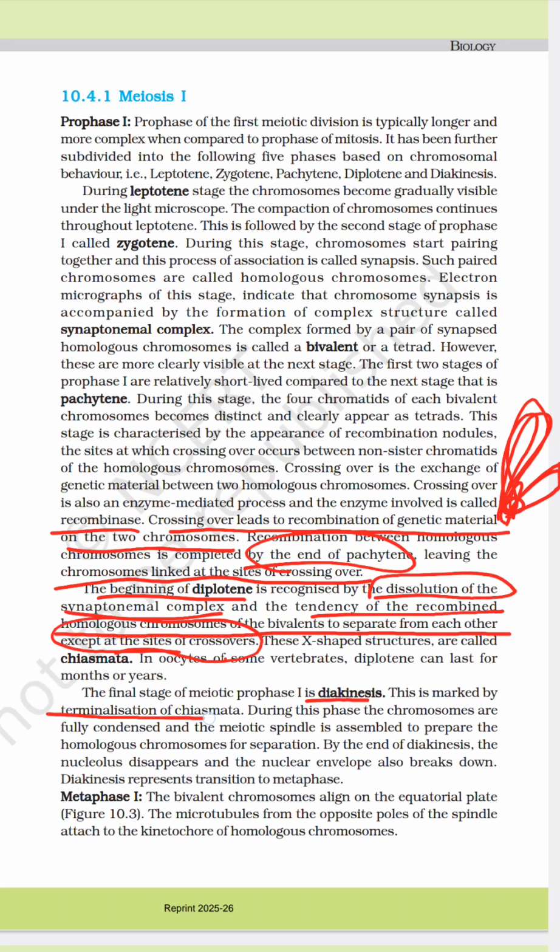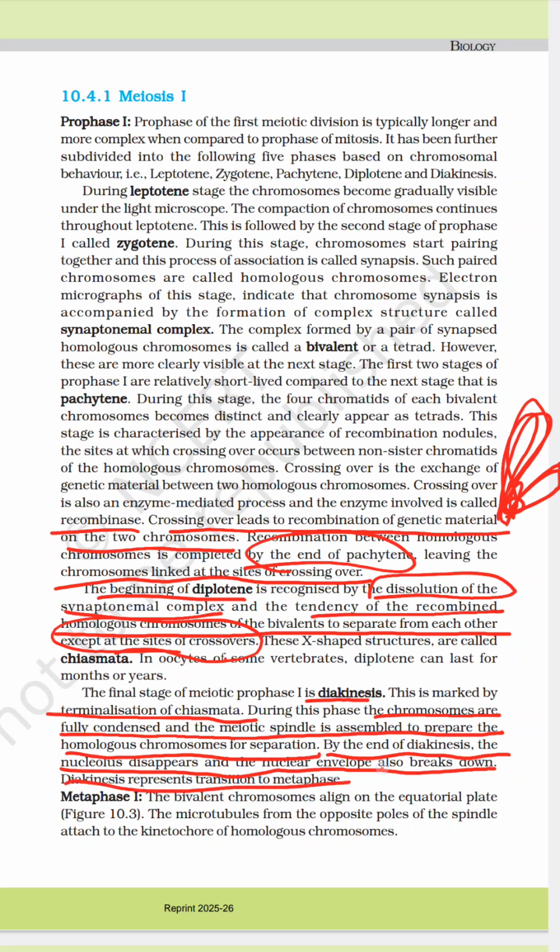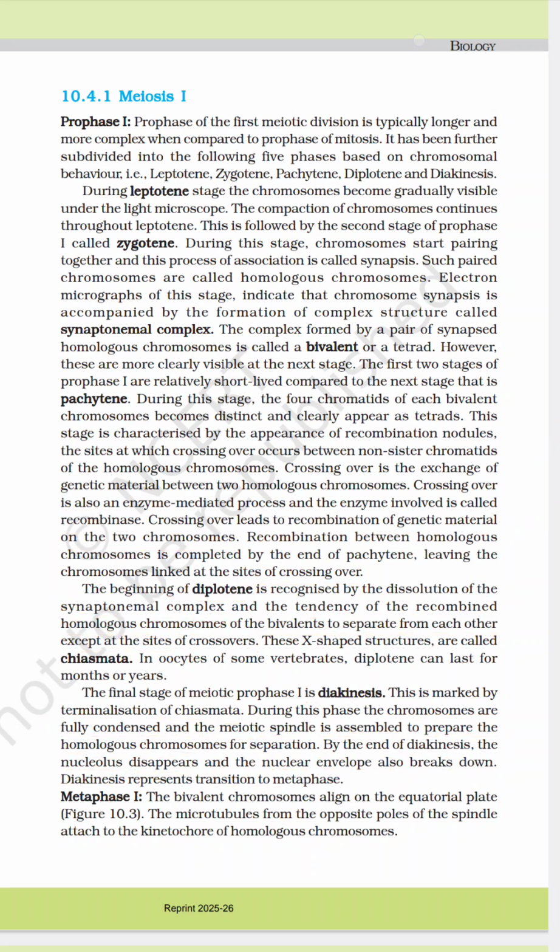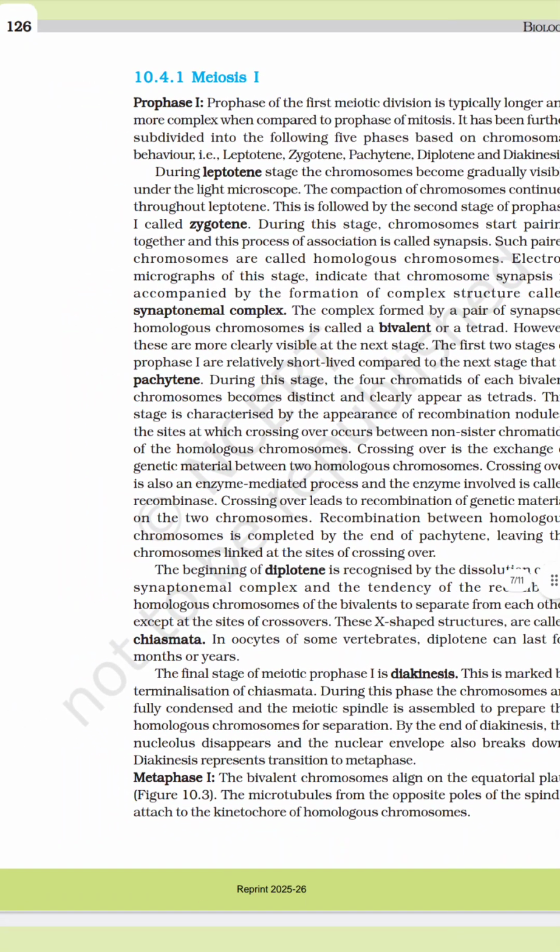It is the termination of the chiasmata. Terminate means to end or eliminate. Chromosomes are fully condensed and the meiotic spindle is assembled to prepare the homologous chromosomes for separation. By the end of diakinesis, the nucleolus disappears and the nuclear envelope breaks down. It represents the transition to metaphase. This is all about meiosis 1.